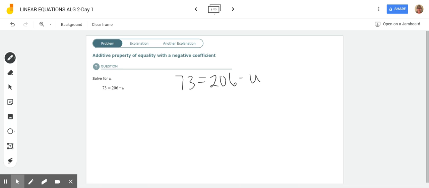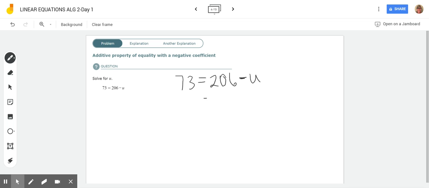Okay? Again, let's go through the questions. What do you want to get rid of? I want to get rid of the 206. What is it doing to the variable? Well, don't be tempted by this minus sign. That minus sign is attached to the u. This 206 is actually a positive 206. So it is adding to the u.